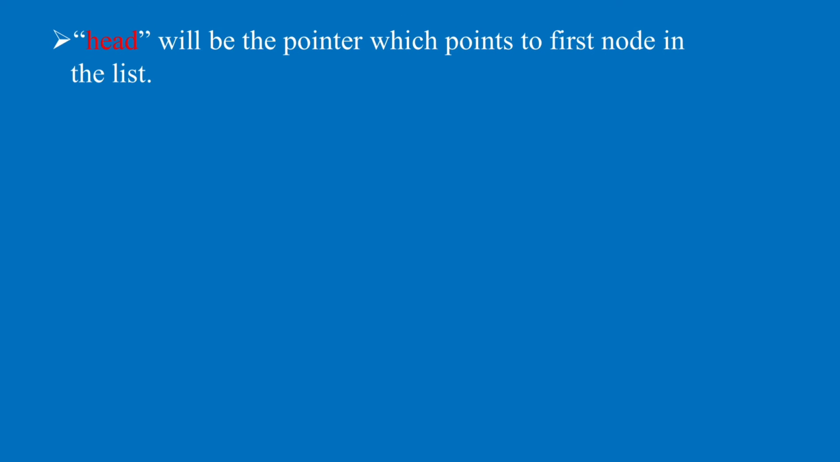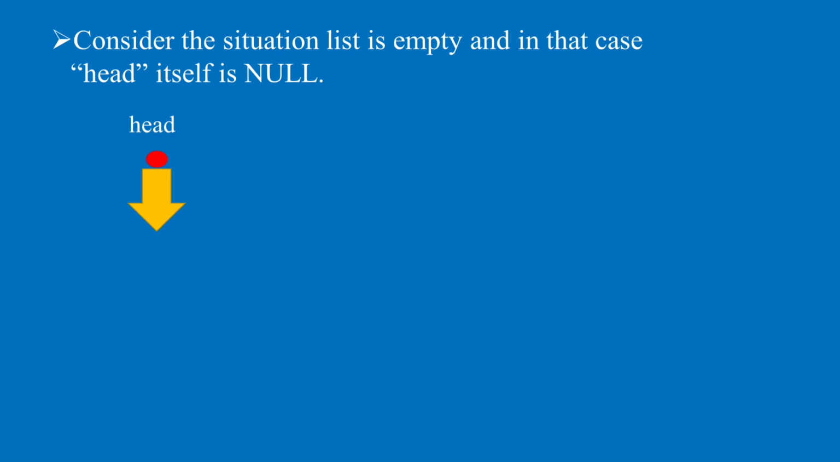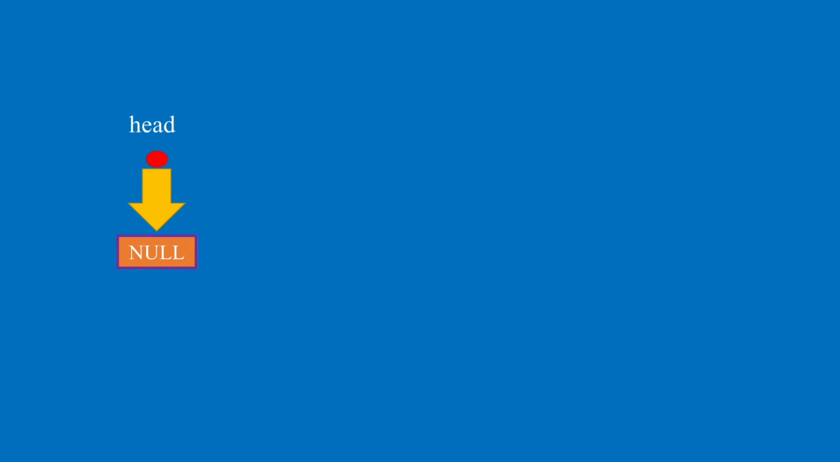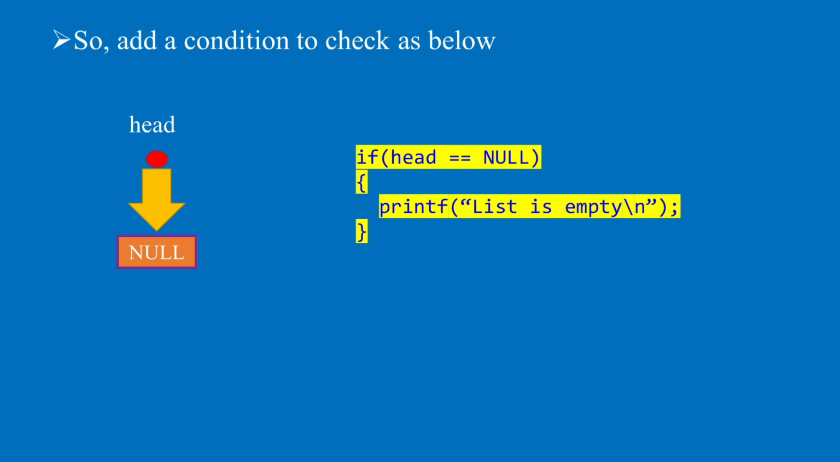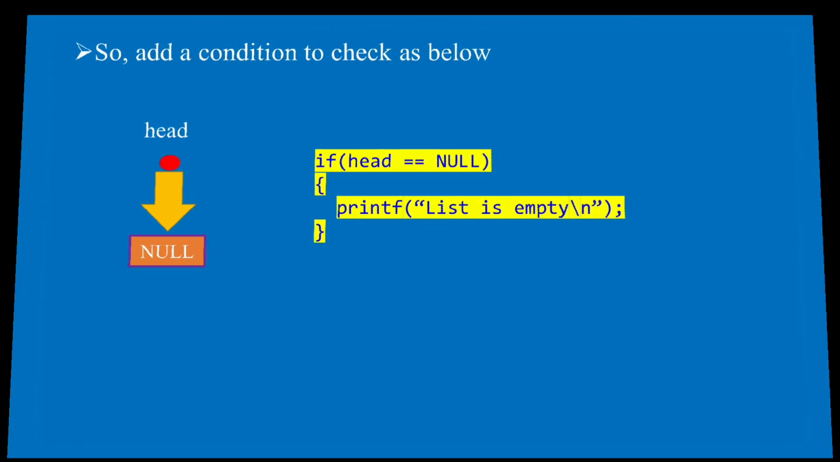Head will be the pointer which points to the first node in the list. Consider the situation where the list is empty, and in that case, head itself is null. So, add a condition to check as below. If head equals null, that means the list is empty, and we can print the same message.